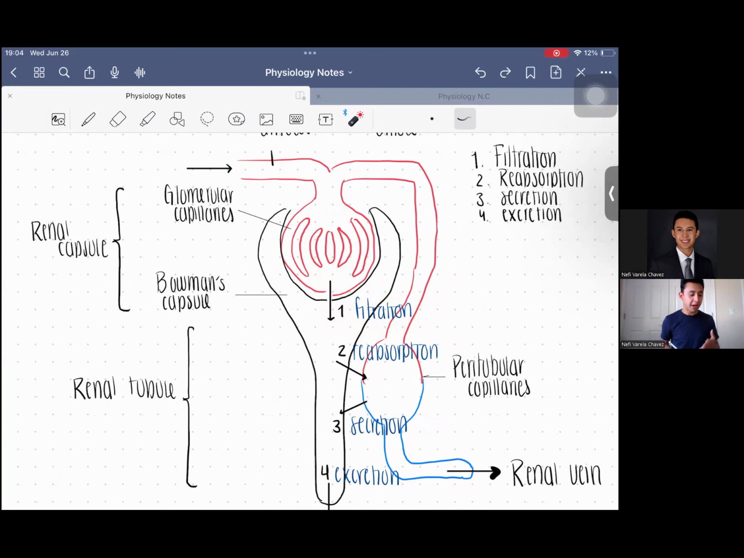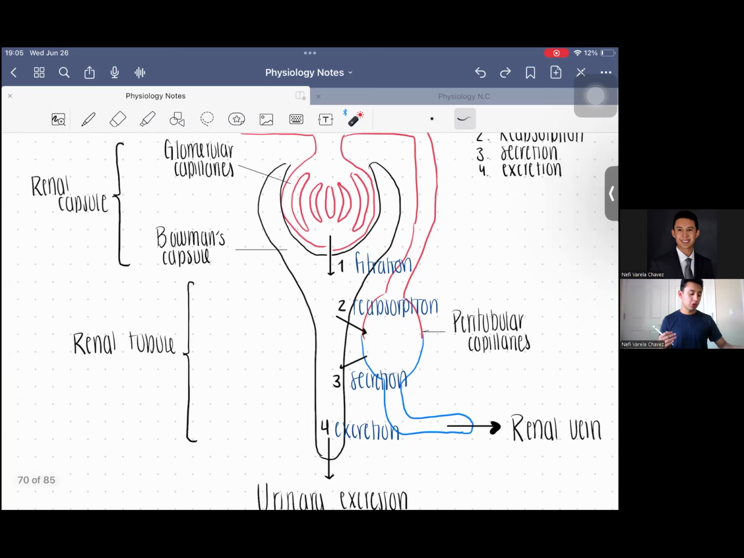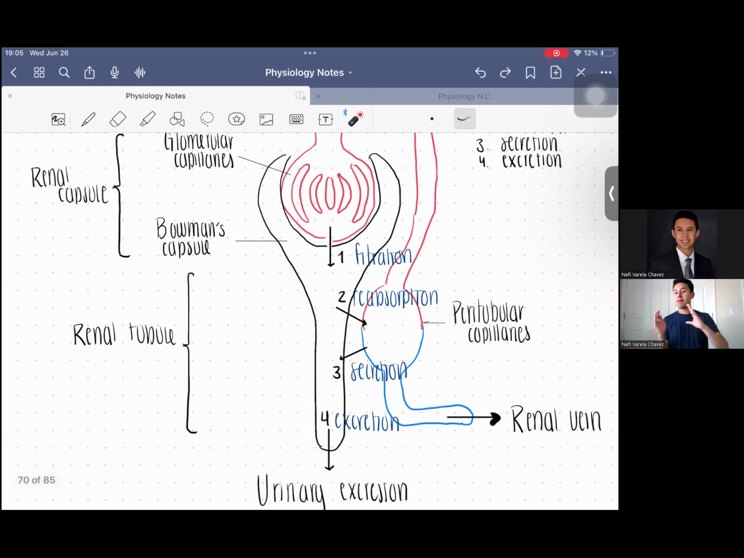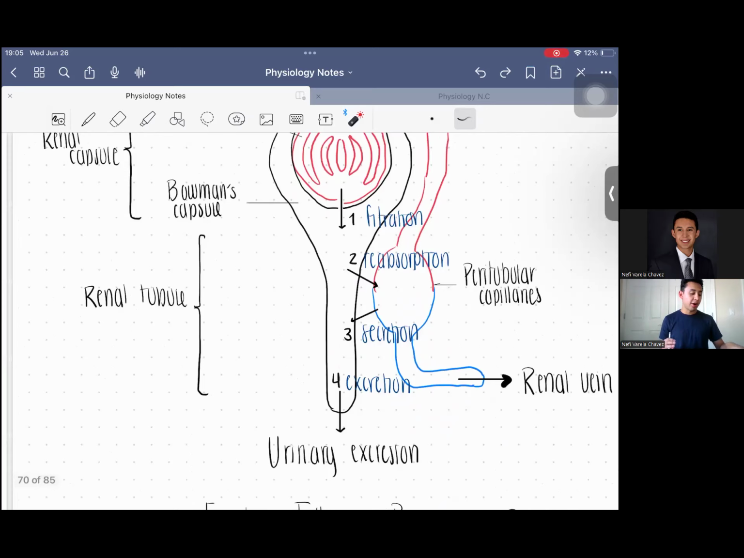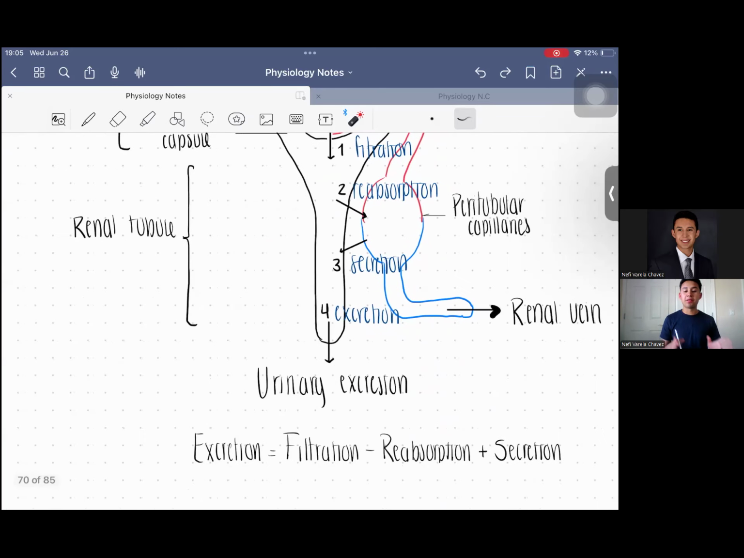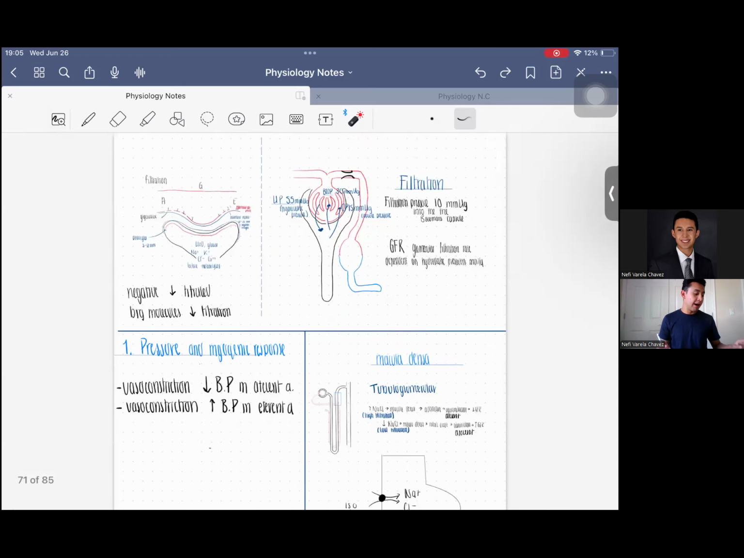Then reabsorption. We're going to have some molecules that are not going to stay in the nephron, but they're going to return to the vasculature in the peritubular capillaries. That's called reabsorption. Secretion is when we have these molecules going back from the vasculature to the nephron, okay? And finally, excretion. Those are the molecules that are not going to stay in the vasculature or in the nephron, but are going to be excreted in urine, as the name implies.